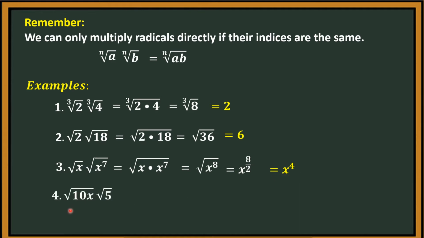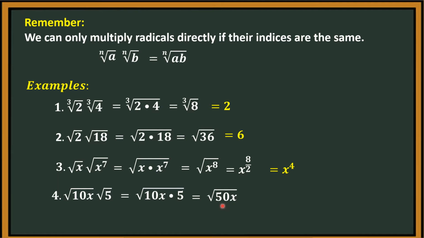Next, number 4, square root of 10x times square root of 5. Same indices, which is 2. We're going to multiply the radicands. So that is the square root of 10x times 5, and that is equal to the square root of 50x. Ang 50x is not a perfect square.